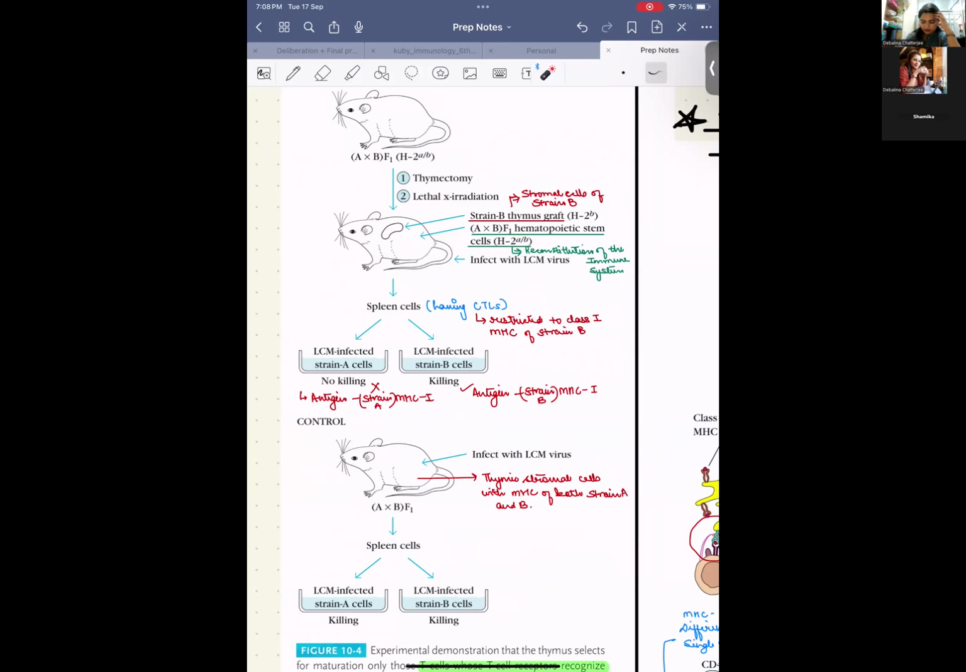So, ma'am, the cells here are only having CD8 receptors on their surface, or also are they having CD4 plus?